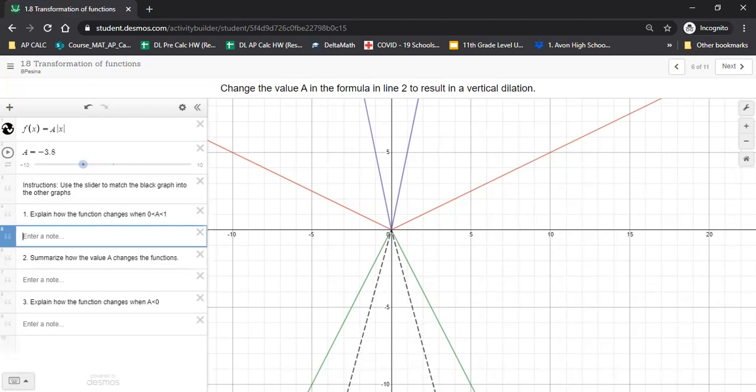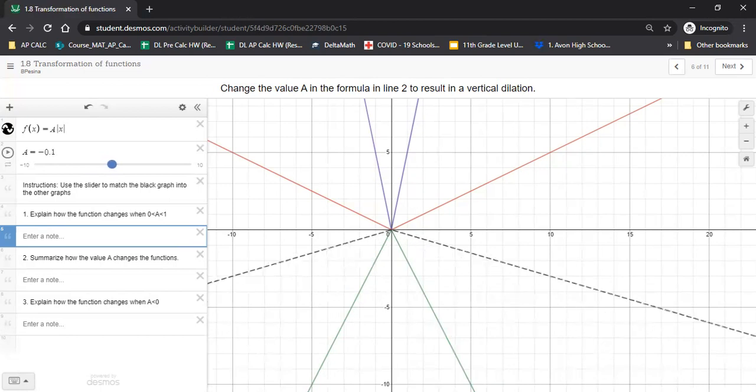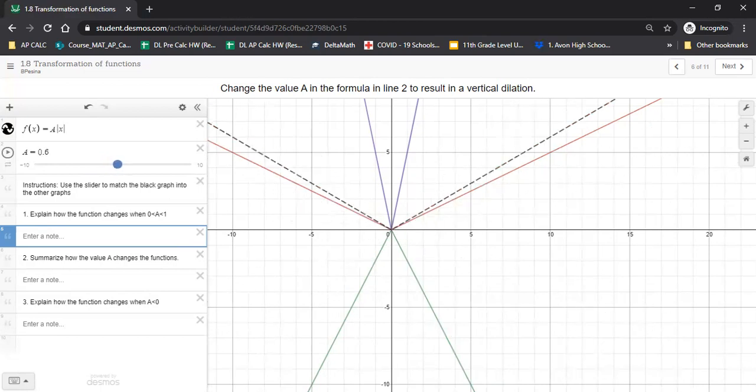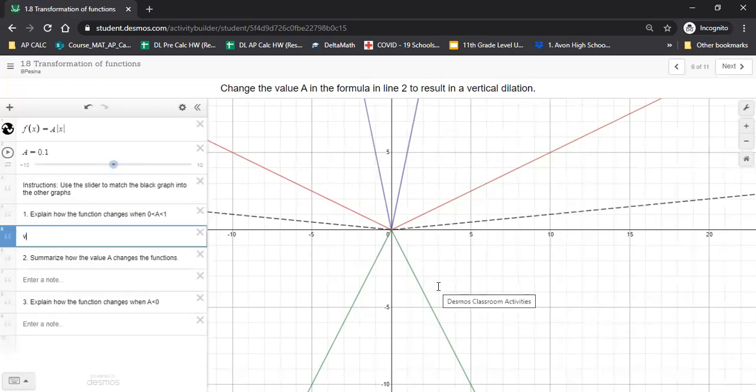So explain what changes happen between 0 and 1. So we just saw that between my 0 and 1, it's a vertical compression. Vertical compression, okay? Summarize the values that change the function.